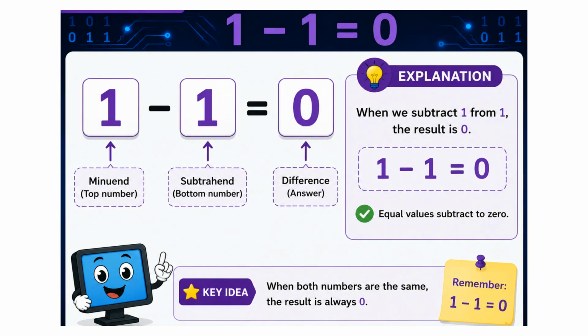Next, let's learn Rule 3. 1 minus 1 equals 0. Here, we subtract 1 from 1, because both values are the same. They cancel each other out. So, the answer is 0. This rule is simple, and no borrowing is needed. Remember, 1 minus 1 always equals 0.